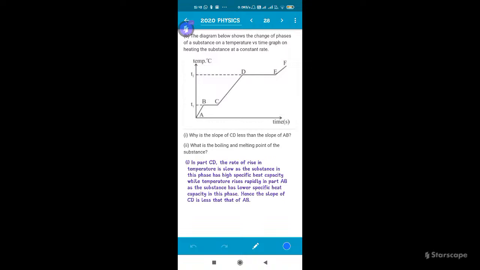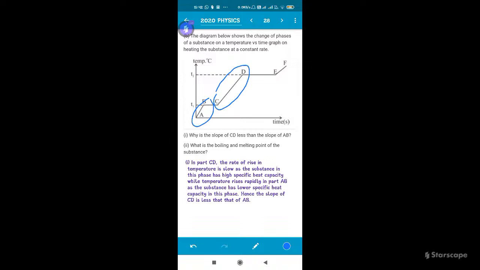Why is the slope of CD less than the slope of AB? Let us consider the slope of CD. It is very much clear from the figure that CD has a smaller slope as compared to AB. So let us see what is the answer. In the part CD, the rate of rise in temperature is slow as the substance in this phase has high specific heat capacity.